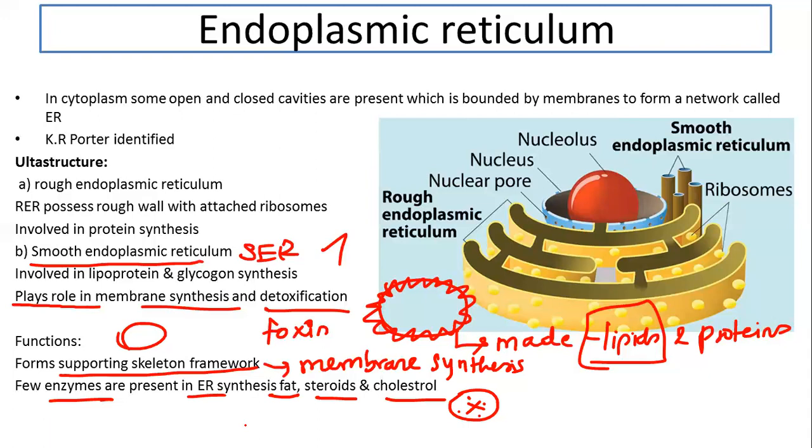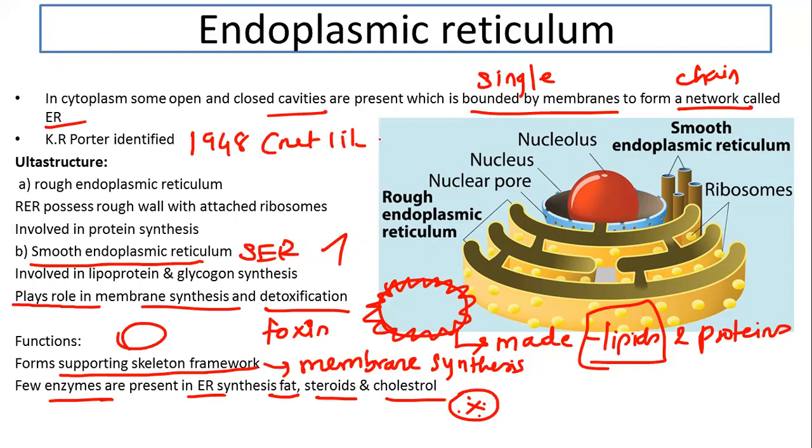Okay, so we'll have a small recap of endoplasmic reticulum. It is nothing but open and closed cavities with a membrane. So this is all single membrane, which forms a network, a chain, and that is called the endoplasmic reticulum. It was first identified by K.R. Porter in 1948, and he found it as a net-like structure.